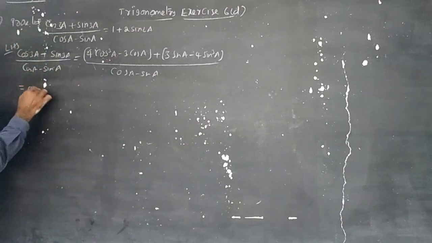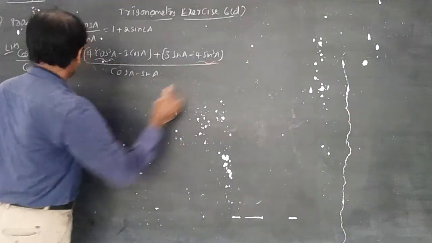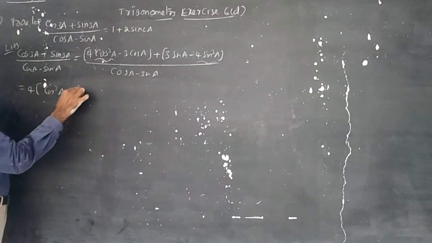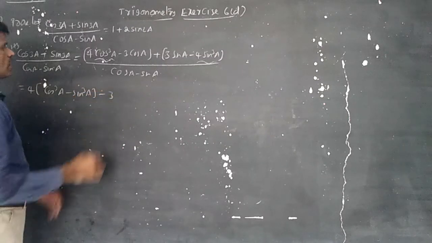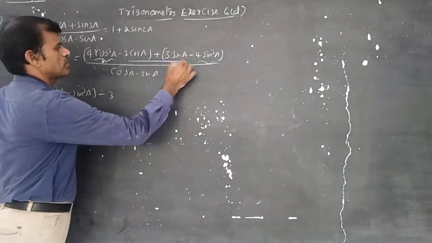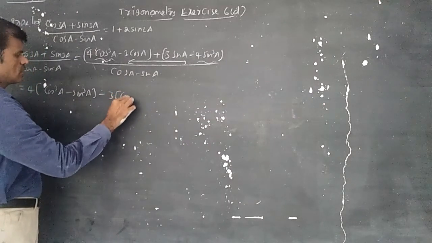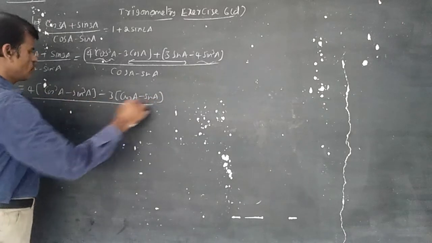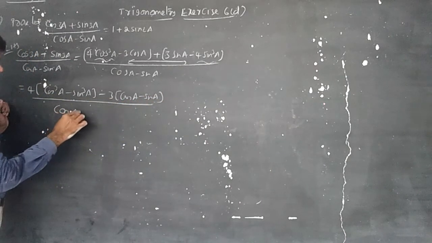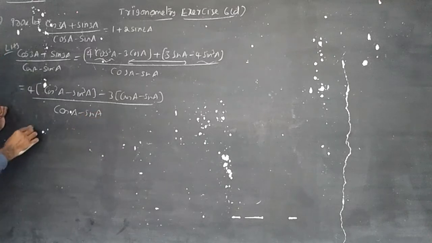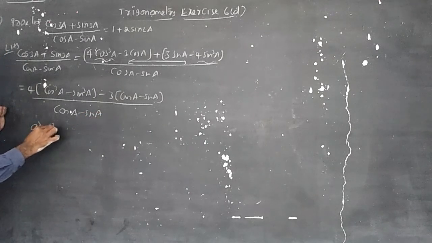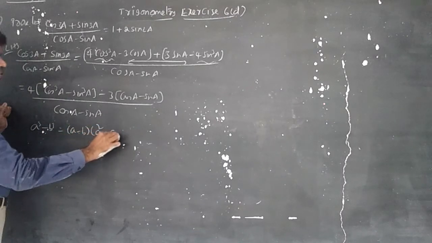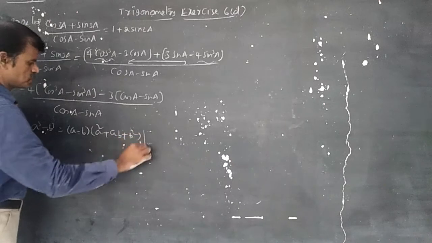That is equal to 4 taken common in this term and this term, you can write cos cube a minus sin cube a. Now minus 3 you take common between these two terms, then you can write cos a minus sin a, whole by cos a minus sin a. Let us write the formula a cube minus b cube is equal to a minus b into a square plus ab plus b square.